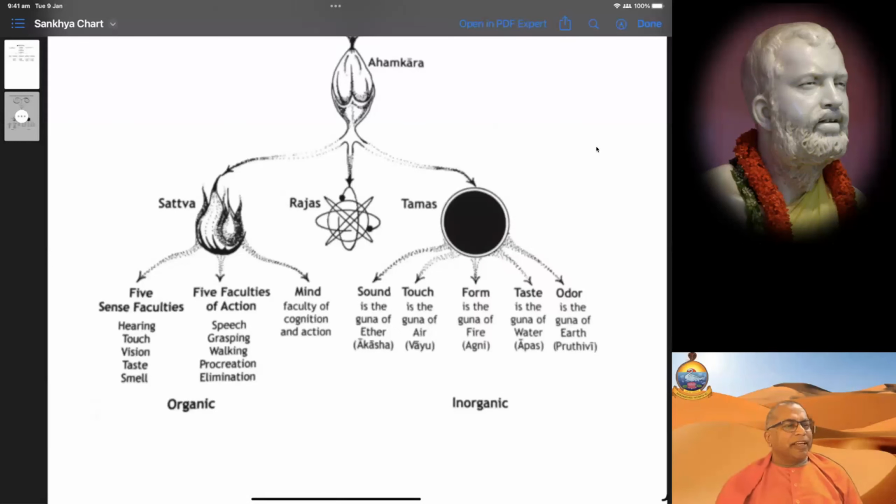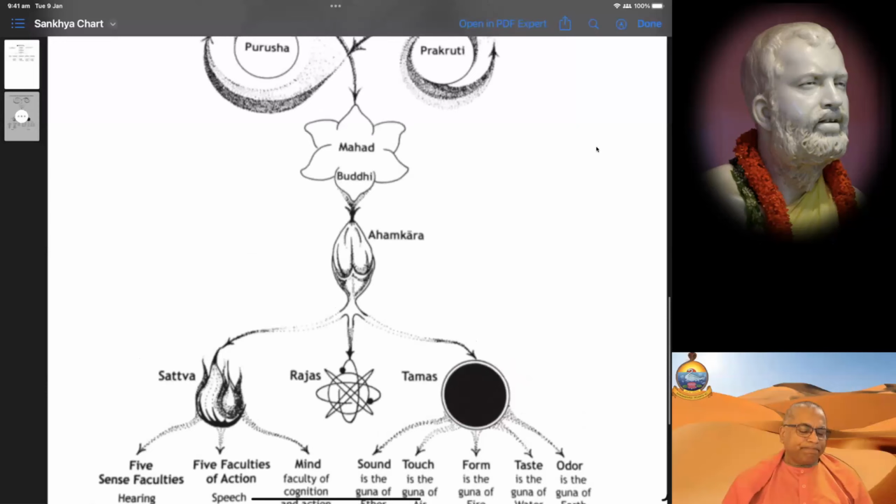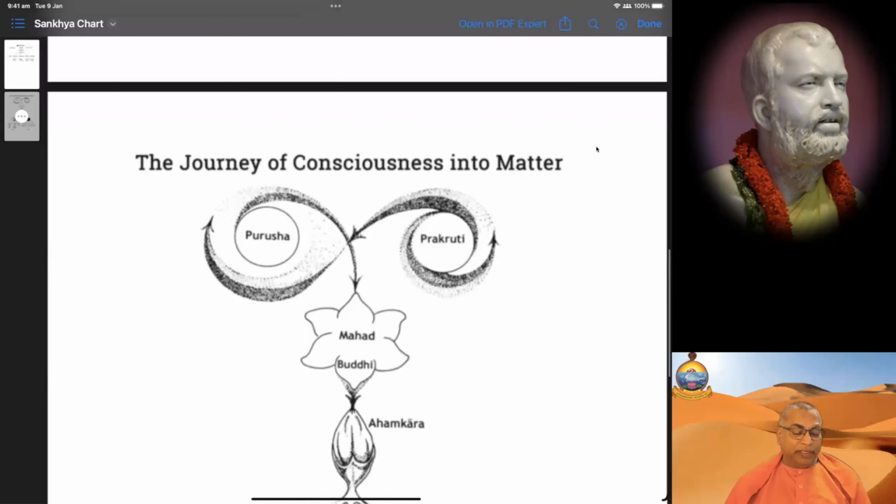Rajas is full of activity, and tamas is full of darkness. And out of each of those gunas, how the gross world has appeared, the ego, inorganic world and the organic world. There's another presentation. You'll find there are a lot of presentations where they're trying to catch the whole idea. But this is a presentation of the Sankhya philosophy, and it's good to know this because throughout the Gita, this classification would be used, this terminology would be used.